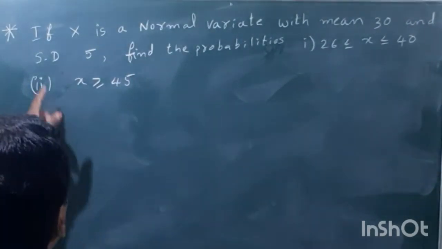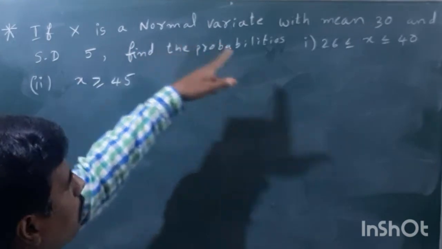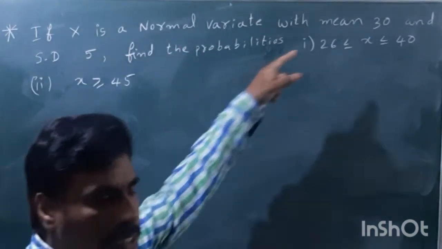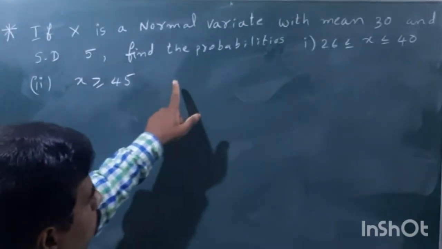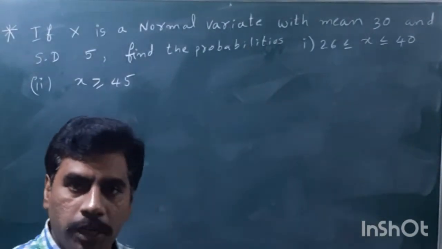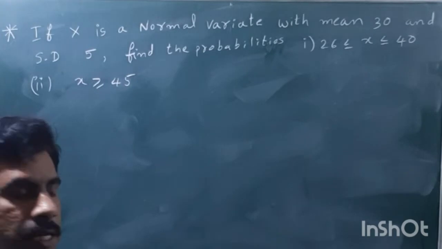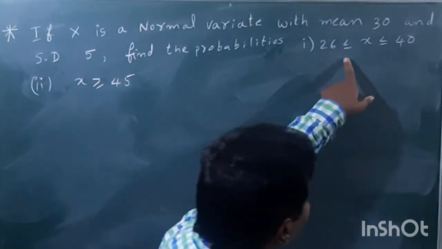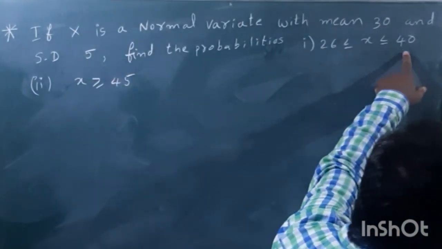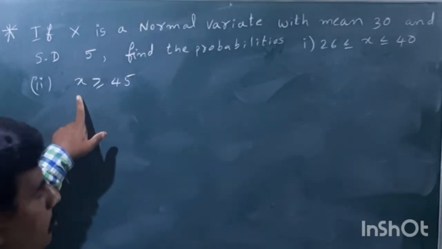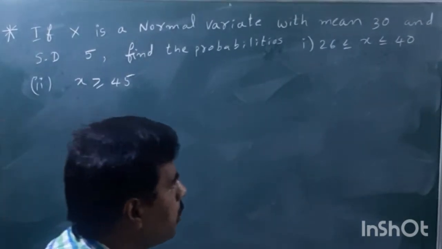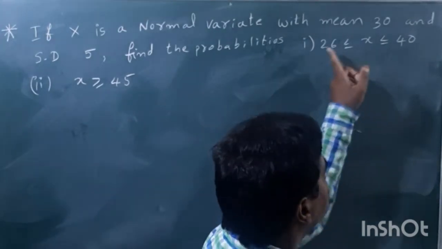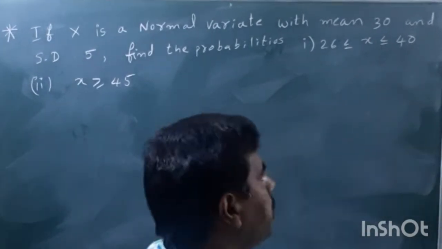Let us solve a problem of normal distribution. In this problem, x is a normal variate with mean 30 and standard deviation 5. We need to find the probabilities, that is, the areas under the curve, for 26 is less than or equal to x is less than or equal to 40, and second, x is greater than or equal to 45. Now first let us find the probability when x lies between 26 and 40.